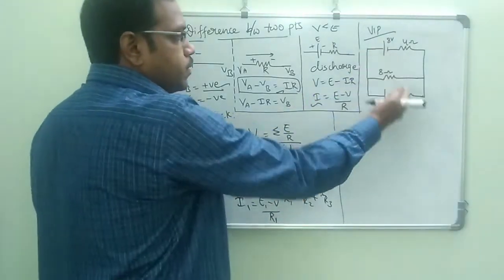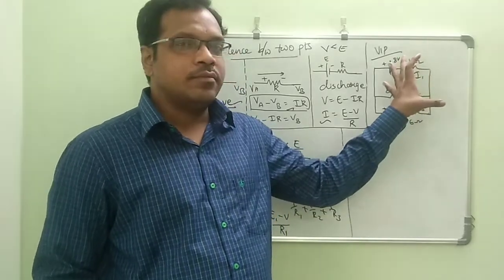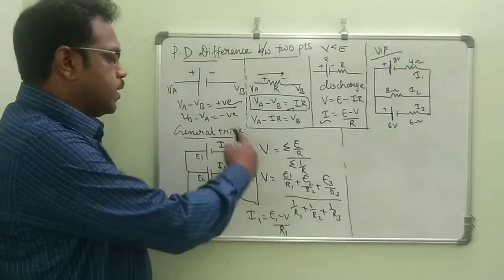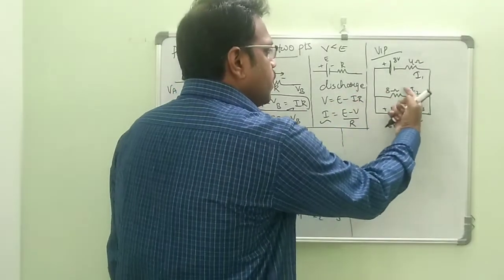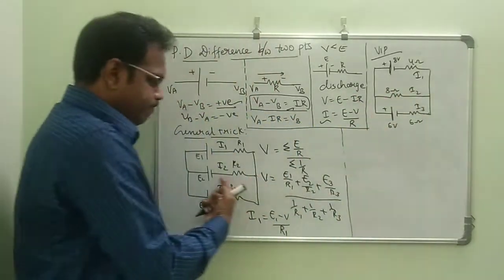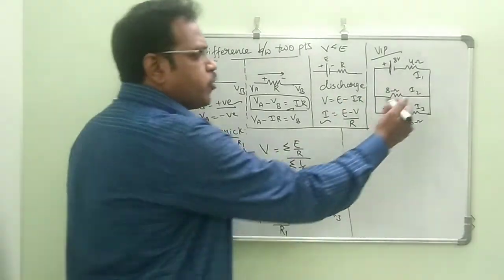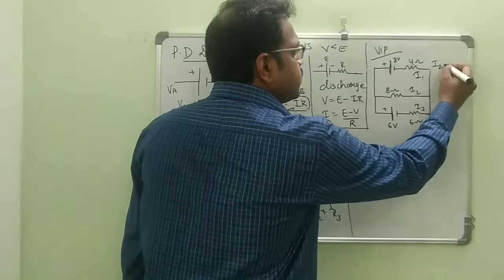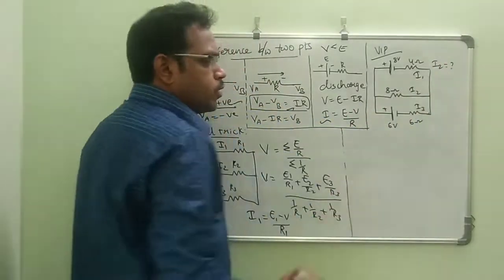So from this I will take an example now. We will consider this circuit, which is in the format of this general trick. In this there is no E2, and we have to find I2, which is flowing through the 8 ohm resistor.